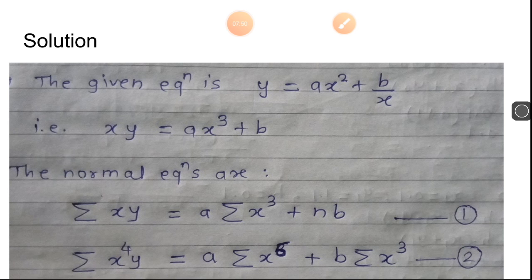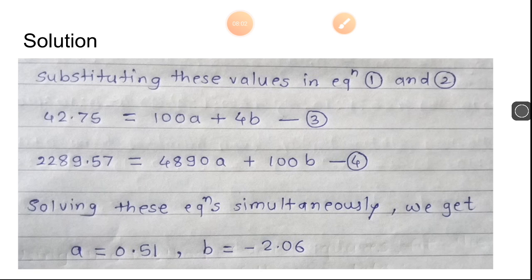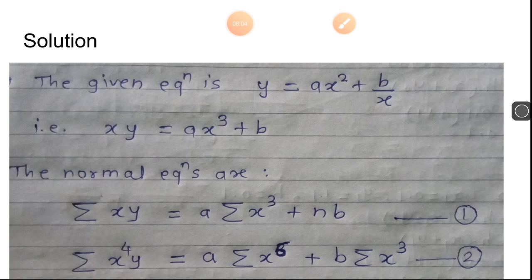the first equation corresponds to constant b. The coefficient of b is 1. So by multiplying, multiply the entire equation by 1 and then add them together. So it is summation xy is equal to a summation x cube plus n into b.